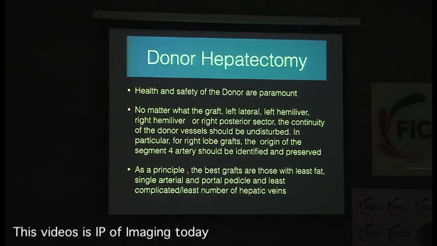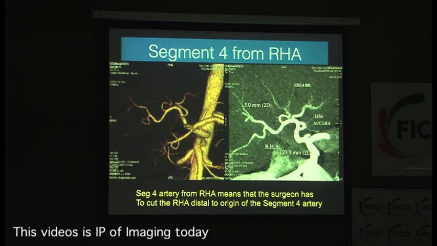I'll tell you very briefly about donor hepatectomy. In donor hepatectomy, the principles are the same. You make sure that whatever is left in the donor is totally uninterrupted. The surgeon is not going to touch the arterial supply to the remnant left lobe. Okay. Now, as a principle, if anybody asks you what is a good graft, it is one that has no fat in it, that has a single artery, that has a single portal vein, because the anastomosis is much faster and the ischemia time is much less. Now, there is a concept of looking at the segment 4 artery when you are taking a right lobe graft. Why?